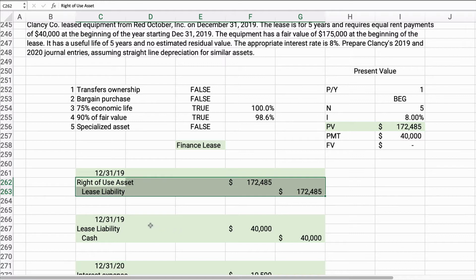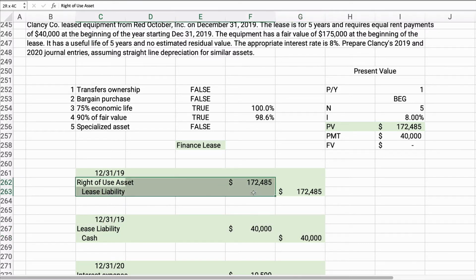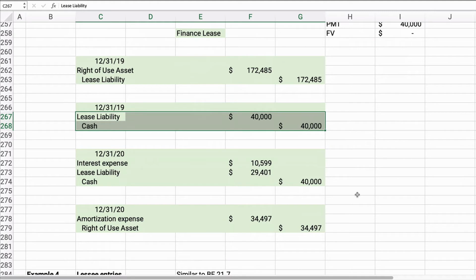And then we also have lease liability debit, because we get the cash the very first day we recognize the lease liability, we get our first cash payment. We make our first cash payment of $40,000. So we have the lease liability and then $40,000 reduced cash. What do we do at the end of the next year?